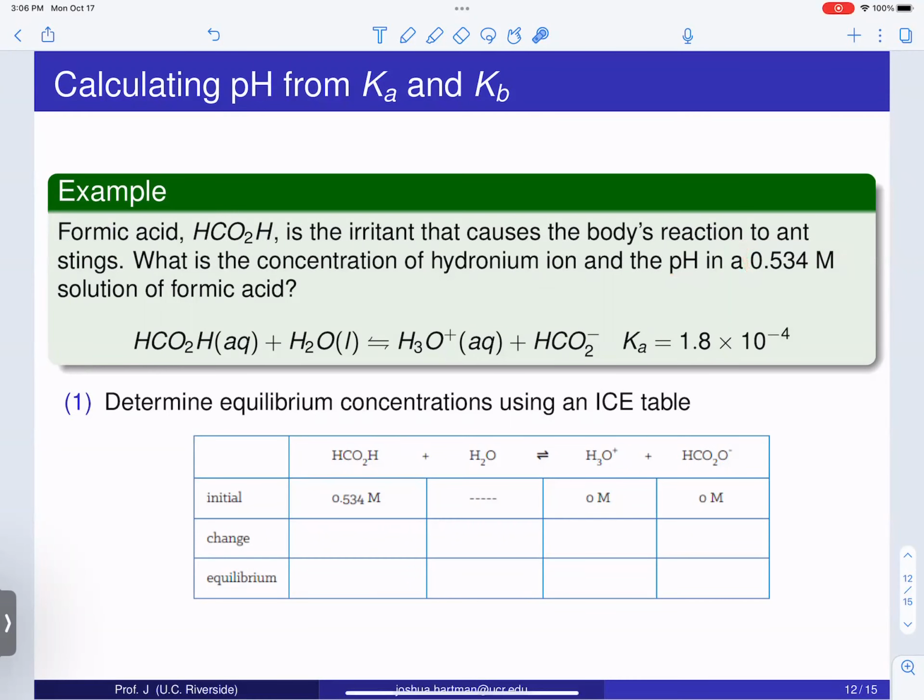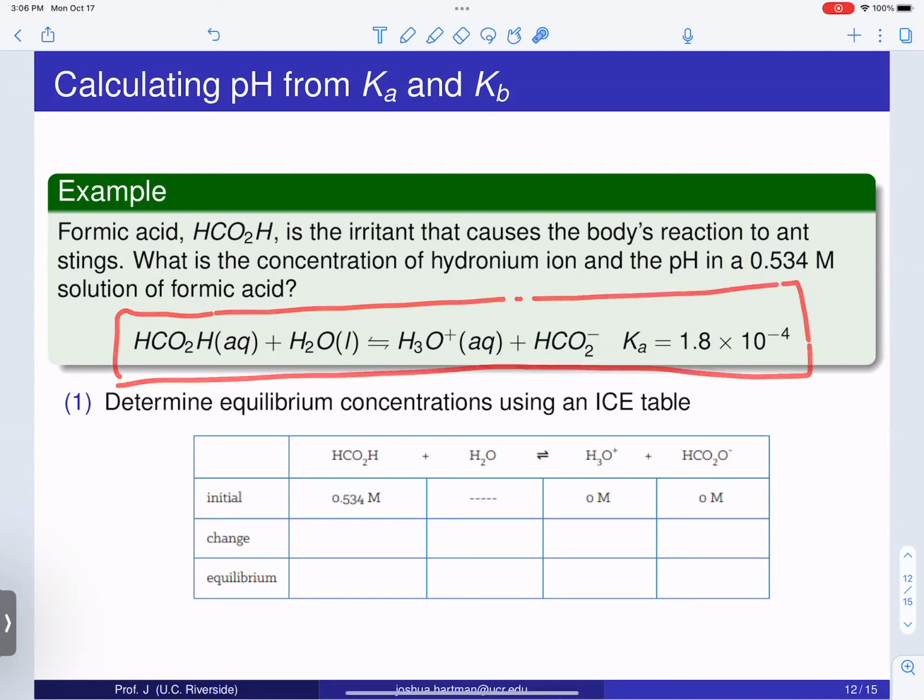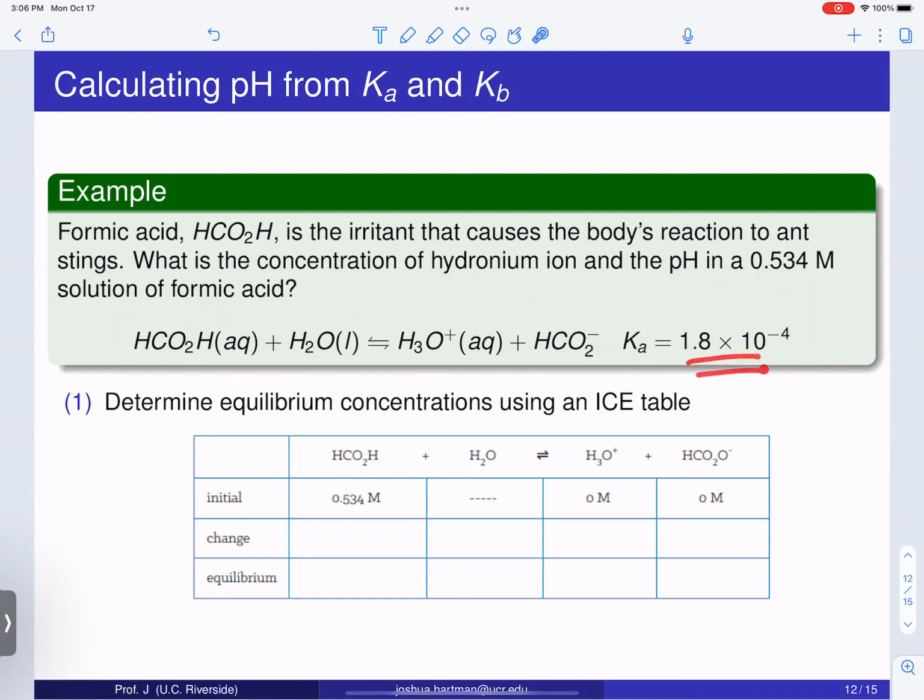Okay, so formic acid, let's write out that acid dissociation reaction. And notice that we are given, in this case, the Ka value up front. So now our goal is to find pH and hydrogen ion concentration. So essentially, what we're trying to do here is determine what our hydrogen ion concentration is, to fill in this part of an ICE table. So we're of course proceeding in the same general fashion as we do for all equilibrium problems like this.